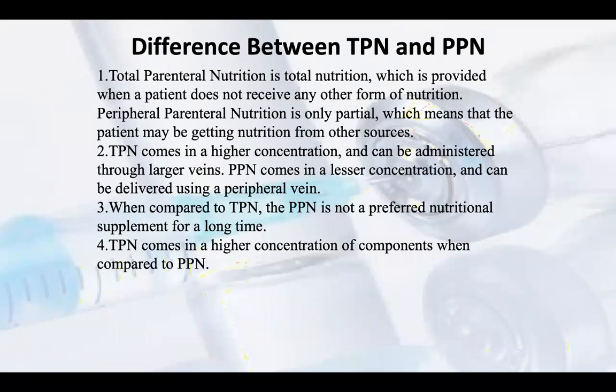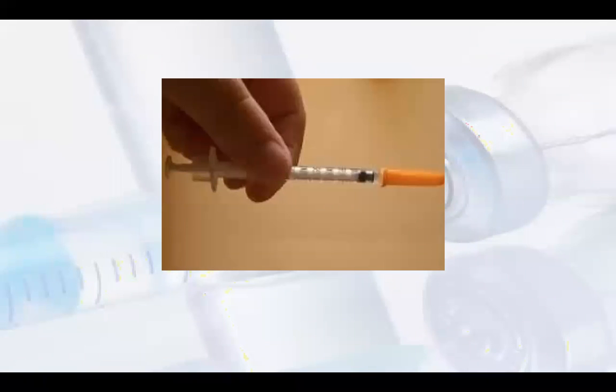Total parenteral nutrition is total nutrition, which is provided when the patient does not receive any other form of nutrition. PPN is only partial, which means that the patient may be getting nutrition from other sources. Second, TPN comes in a higher concentration and can be administered through larger veins. PPN comes in a lesser concentration and can be delivered using a peripheral vein. Compared to TPN, PPN is not a preferred nutrition supplement for a long time. TPN comes in a higher concentration of components when compared to PPN. So this is the last, disposable syringe.